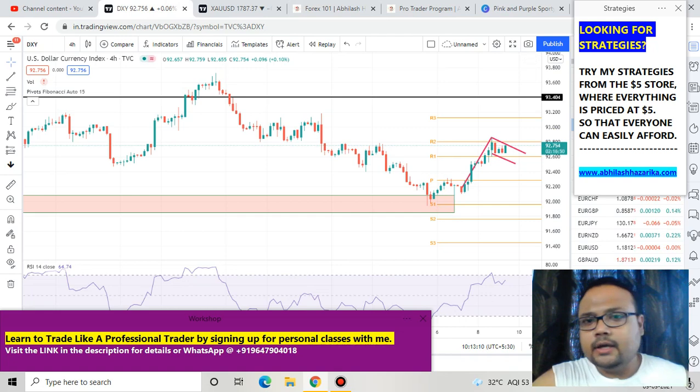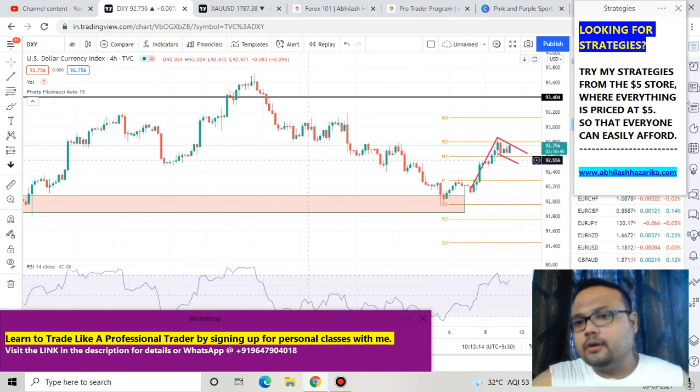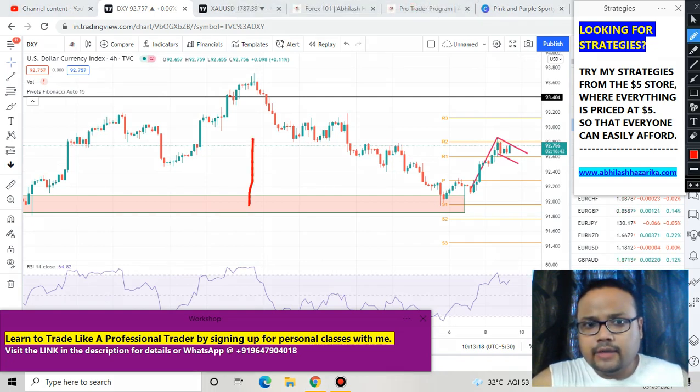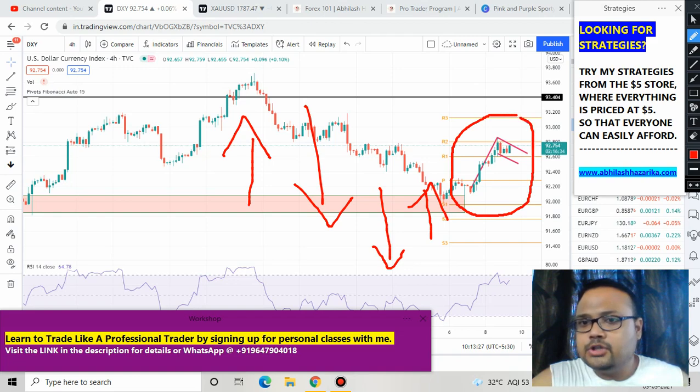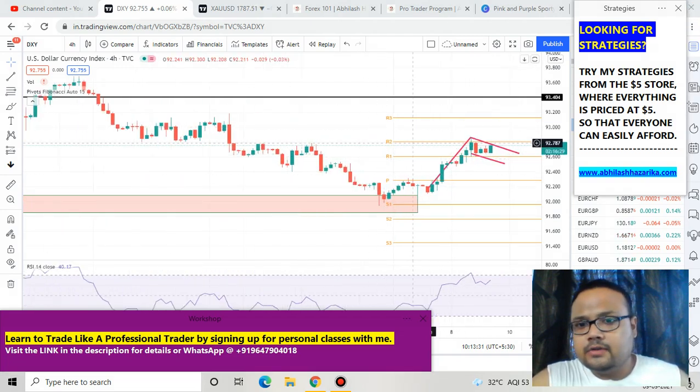And if you look at the chart of dollar here, as we all know, dollar has huge impact on the forex market and gold, because whenever dollar goes up, gold goes down, and when dollar goes down, gold goes up. We can see that dollar has formed a bullish flag pattern here. Previously dollar was very bullish.